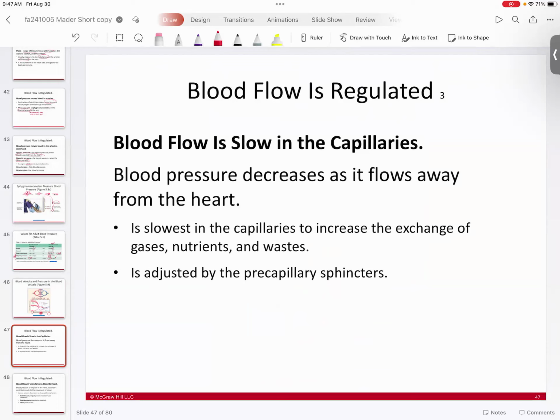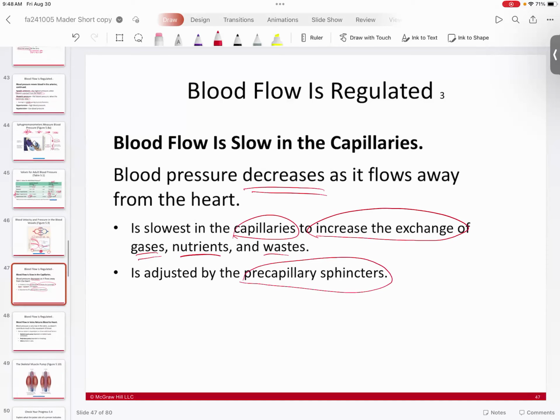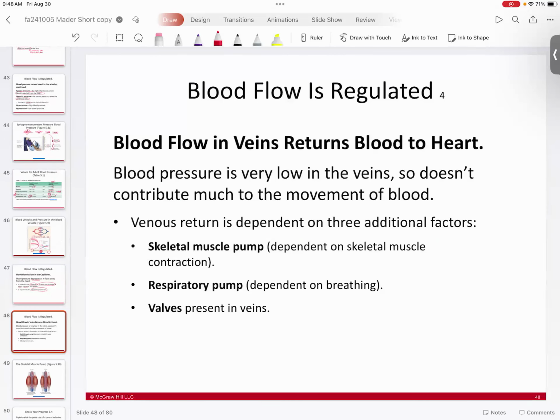So in the capillaries, blood flow is slow, right? Your blood pressure will decrease as it flows away from the heart, and it's the slowest in the capillaries. And the reason why is because you want to increase exchange, right? So you don't want to go so fast through the capillaries that you can't exchange your gases and your nutrients and your wastes. But at the same time, you want to keep it moving, right? So you can control this blood flow and the speed with these precapillary sphincters, increasing it by closing it, decreasing it by opening it, and so forth. So the blood flow and the blood speed through the capillaries is critical.